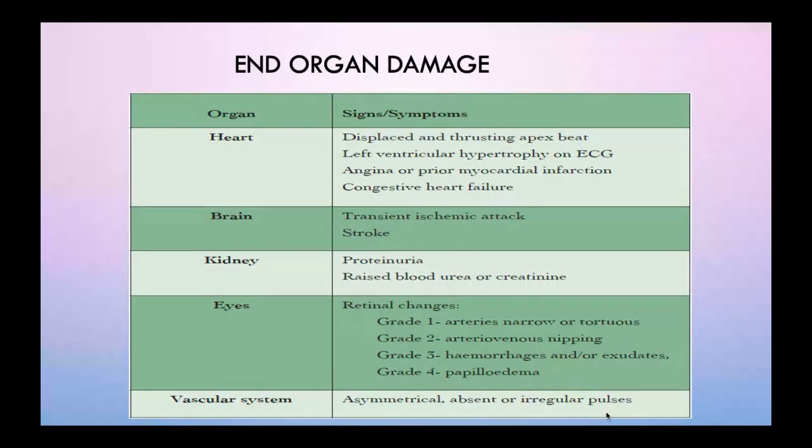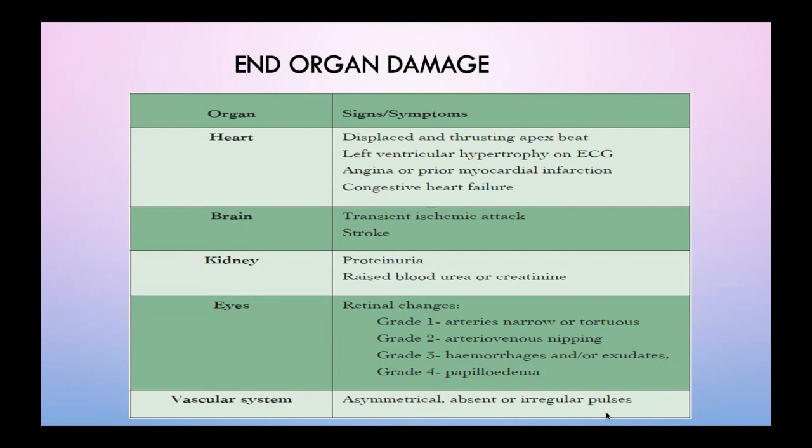This table shows some signs of end organ damage. So we would look out for these things and assess the patients when we see them in clinic for any signs or symptoms of end organ damage, which may affect the heart, brain, kidney, eyes, or vasculature. So with respect to the heart, you may feel displaced or thrusting apex beats. There may be left ventricular hypertrophy on the ECG, angina or prior myocardial infarction or congestive heart failure.